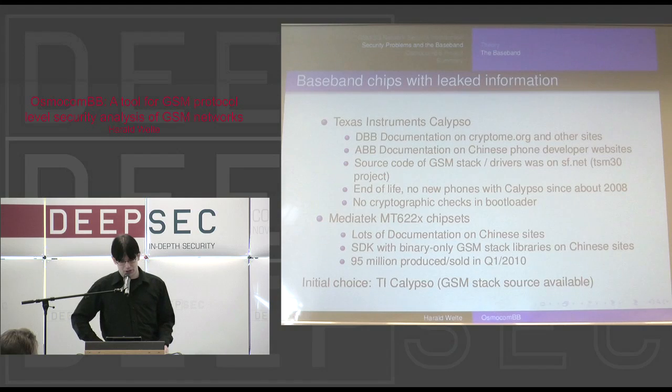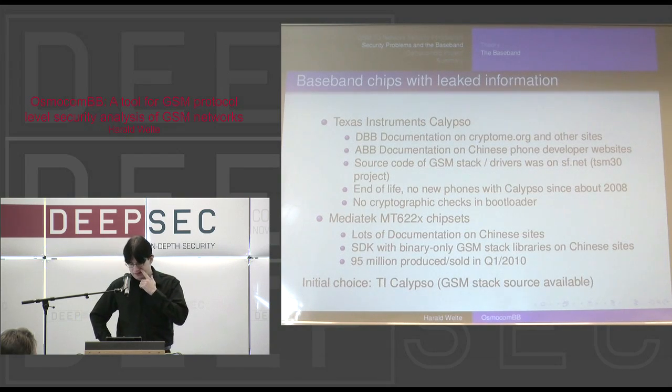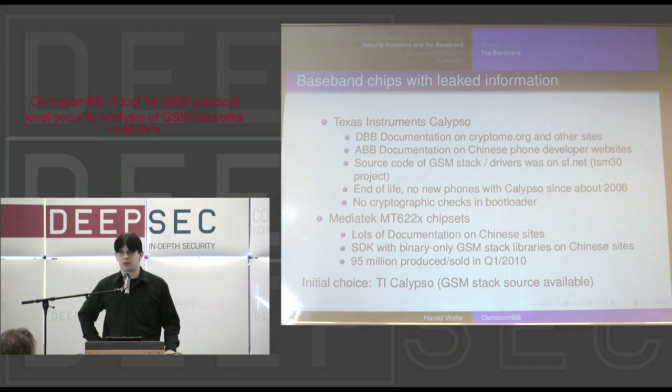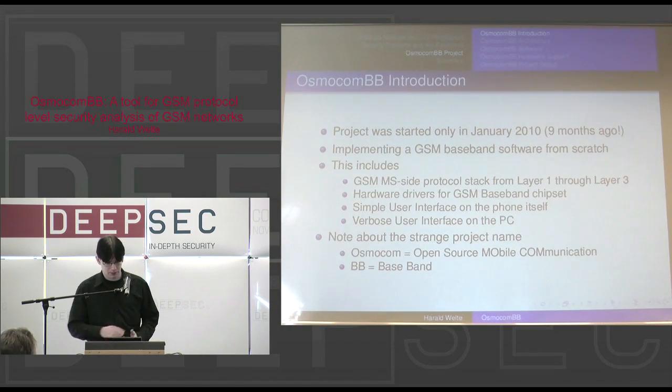There's another series of chipsets which has been extremely popular in recent years, the MediaTek MT622X chipsets. There were 95 million of them produced in the first quarter of this year. It's a massive quantity. Those chipsets are used in very, very low price phones sold all over Asia. This is our second idea, but we don't have any support for that yet. So the initial choice was the TI Calypso.